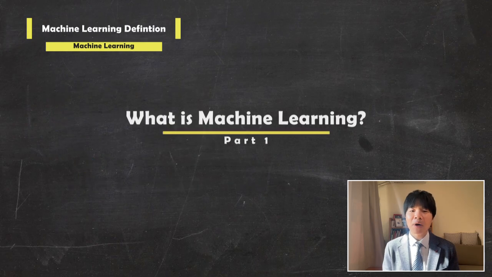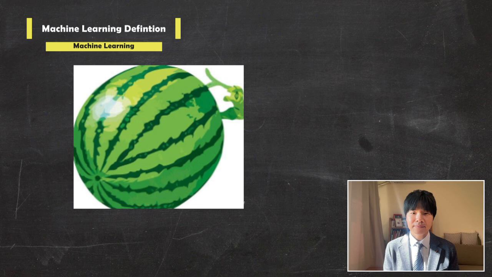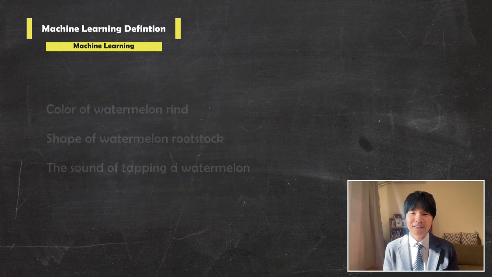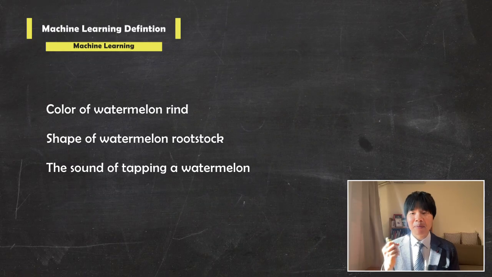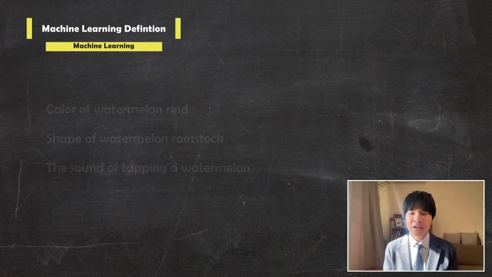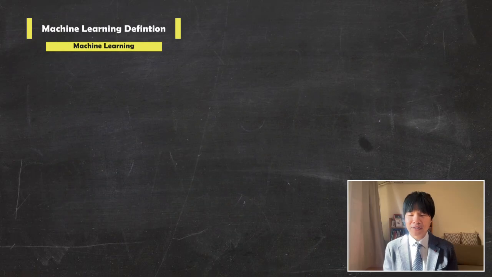Let's start with part 1. What's machine learning? First of all, I have a question for you all. You must have eaten watermelon before, right? So, how do you pick a ripe one? You may say, tap on it, listen for the crisp sound, or check if the stem is straight or curly, or see which one has a green outer skin. You use this method to judge.